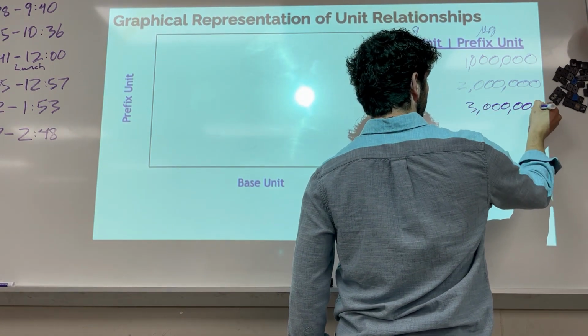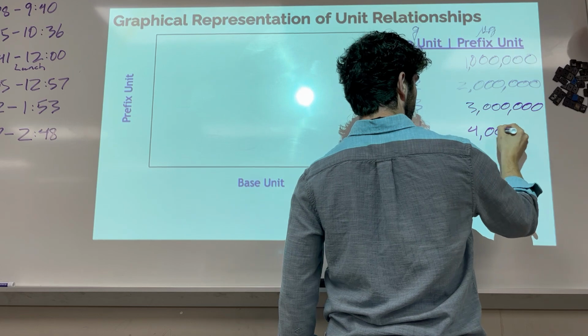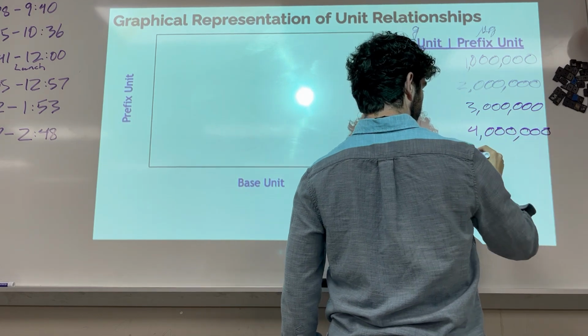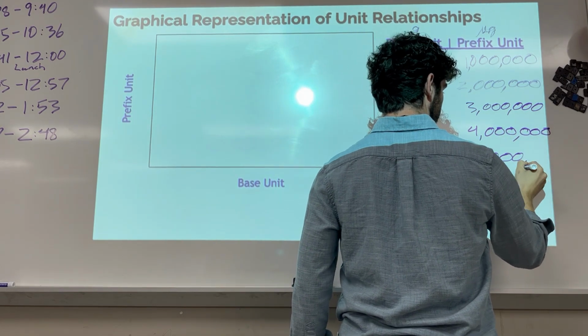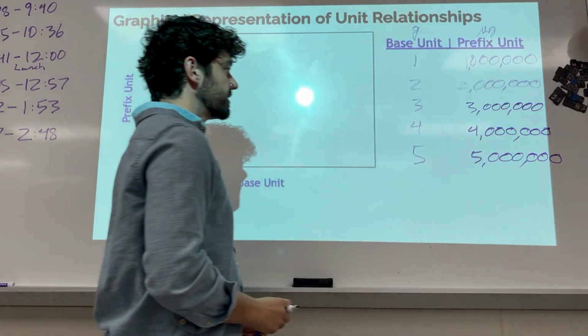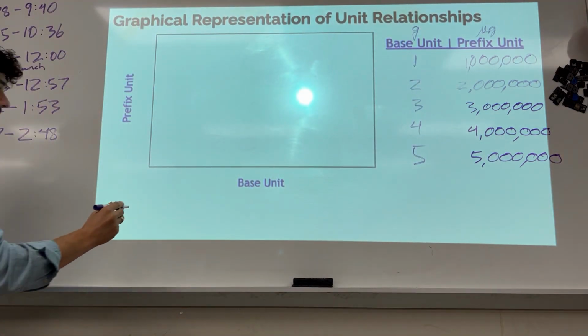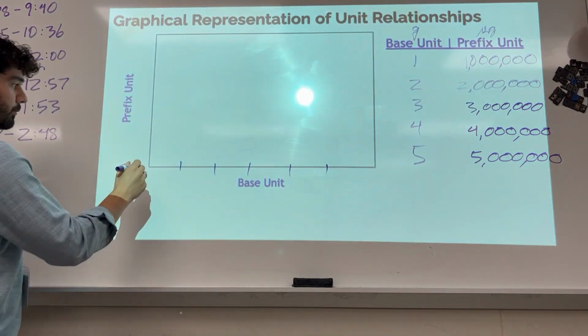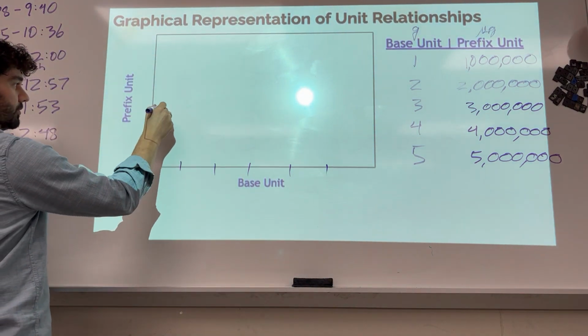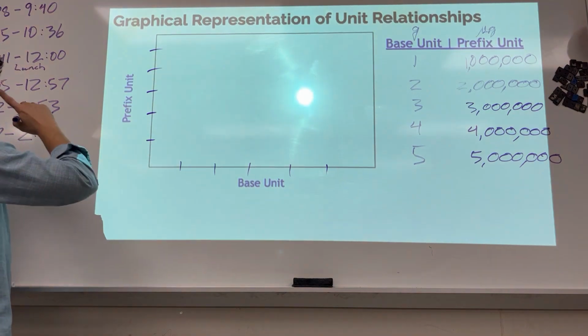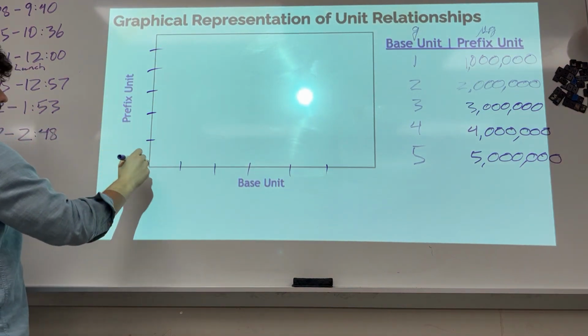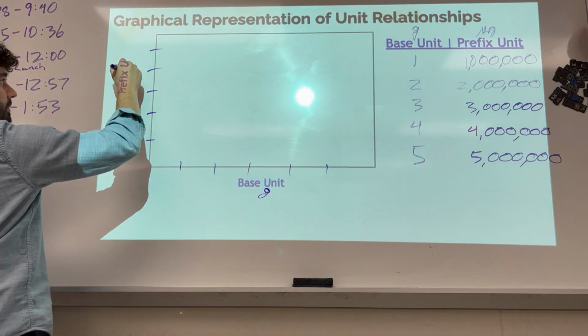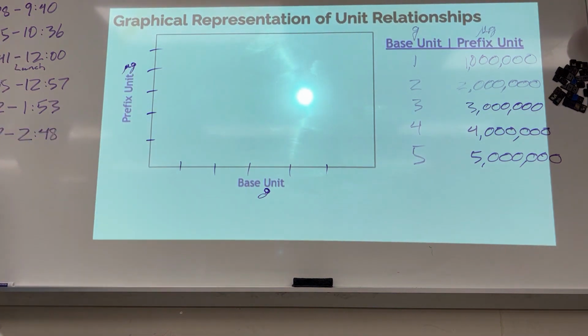There we go, that's a marker. 4 million, 5 million. Okay, so we could graph this. 1 gram, 2 grams, 3 grams, 4 grams, 5 grams. And we'll go by millions: 1 million, 2 million, 3 million, 4 million, 5 million. So this is my grams. Here's my micrograms.